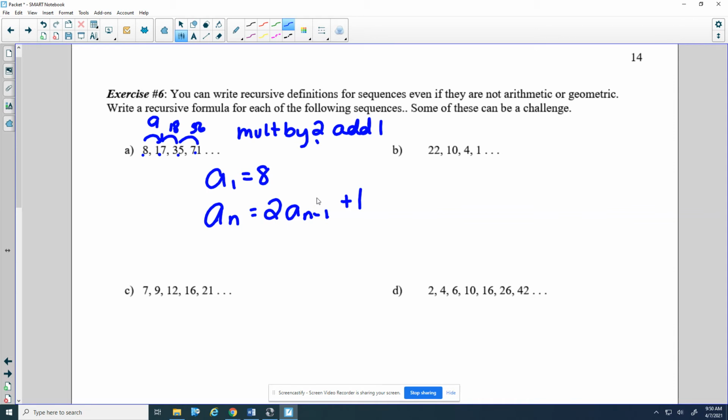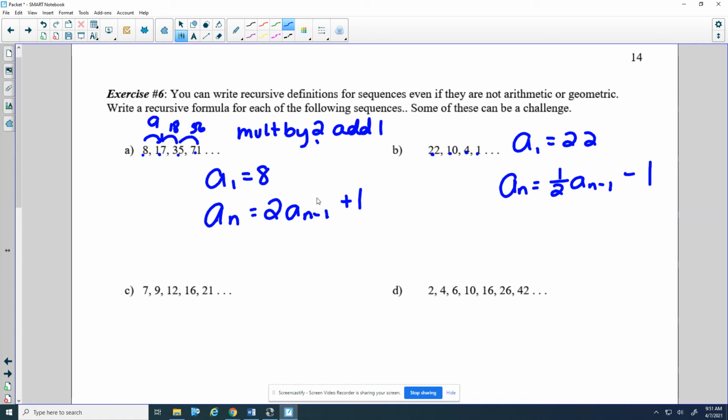So for the next one, what could happen from one term to the next one? This one, if I divide by 2 and subtract 1, that works. So 22 divided by 2 is 11. 11 minus 1 is 10. 10 divided by 2 is 5. 5 minus 1 is 4. 4 divided by 2 is 2. 2 minus 1 is 1. So here, I'm starting with a 22. To get to the next term, I do half of the last term, and then I subtract 1.